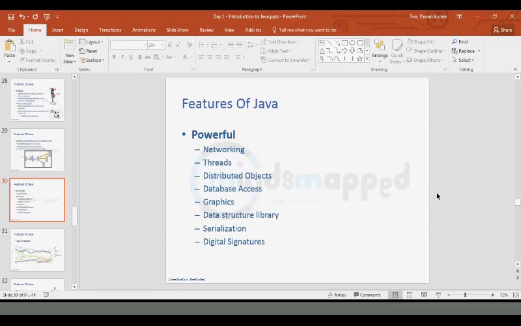So serialization is the process of converting your objects into zeros and ones, or into a format in which you can either transfer that object or save that object in a particular file. And then you also have certain features in the Java language that takes care of digital signatures.